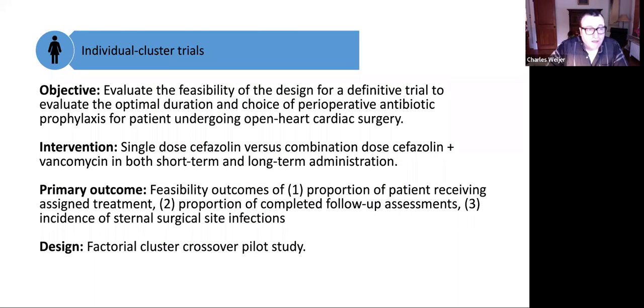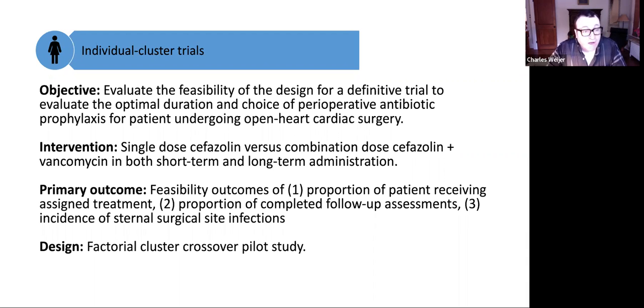So the PICS trial evaluated the feasibility of a cluster randomized design for a definitive trial to evaluate the optimal duration and choice of perioperative antibiotic prophylaxis for patients undergoing open heart cardiac surgery. The intervention was single dose cefazolin versus a combination dose of cefazolin and vancomycin in both short-term and long-term administration. So there were 4 different interventions here.